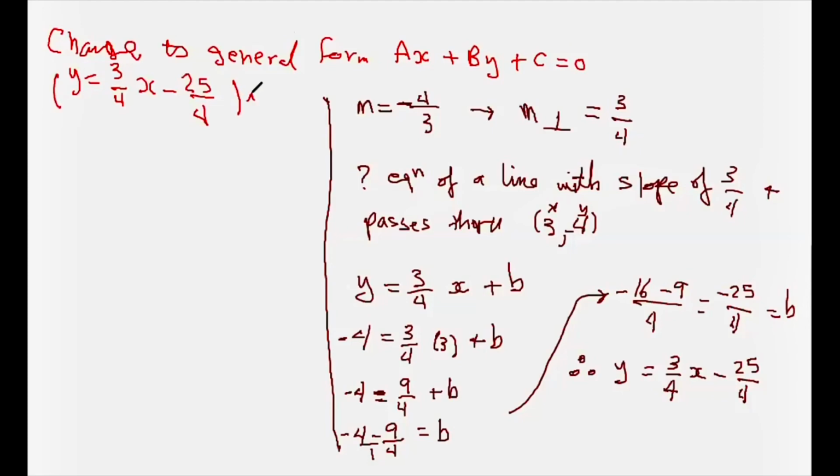All right. So to change this to general form, the first thing I need to do is multiply everything by 4, because in general form we cannot have fractions. So 4 times y is going to be 4y equals 4 times 3/4 x, it's just going to be 3x minus 4 times 25 over 4, just going to be 25.